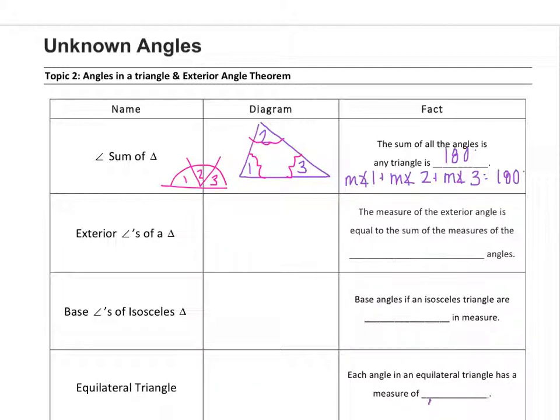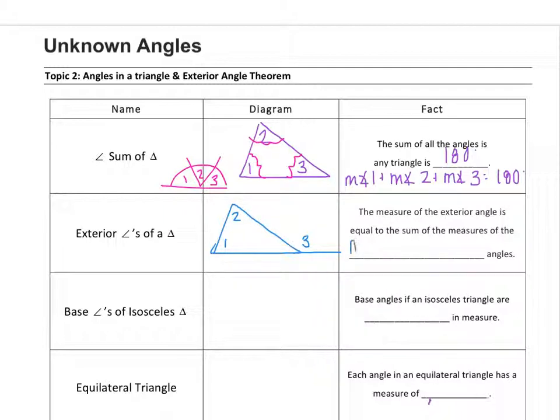The second theorem is the exterior angles of a triangle. So here we're going to sketch a picture of a triangle, and then we're going to extend one of the sides of the triangle so that we have an exterior angle. And the theorem here says that angles 1 and 2 sum to equal the measure of angle 3. So the theorem or the fact on the right side says the measure of an exterior angle, angle 3, is equal to the sum of the measures of the blank angles.